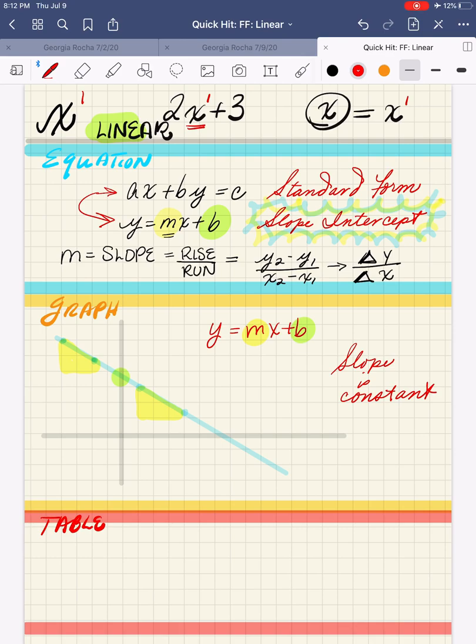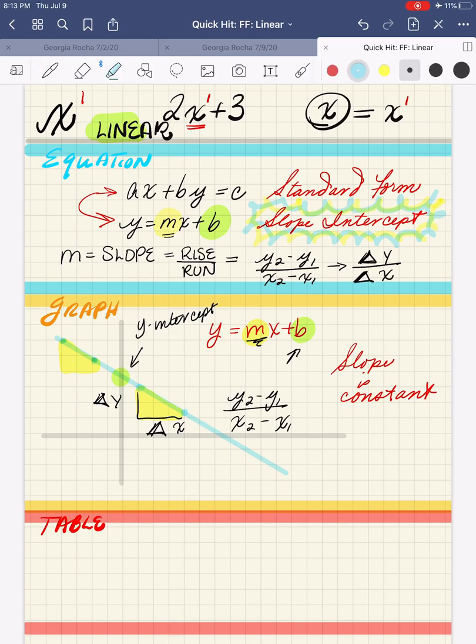So, as a recap, b is my y-intercept, and m is my slope, my change in y. Delta is just the Greek letter that means change, over the change in x, or y2 minus y1 over x2 minus x1. So the final way that I can understand or portray a linear function is as a table.